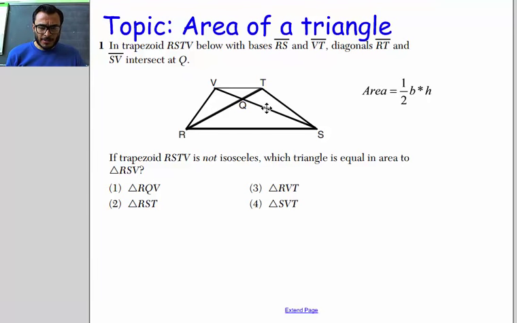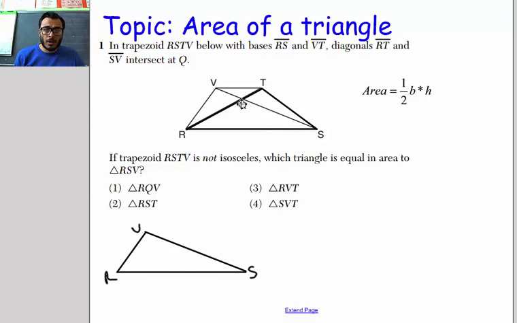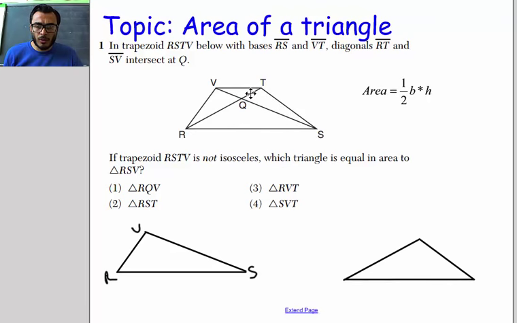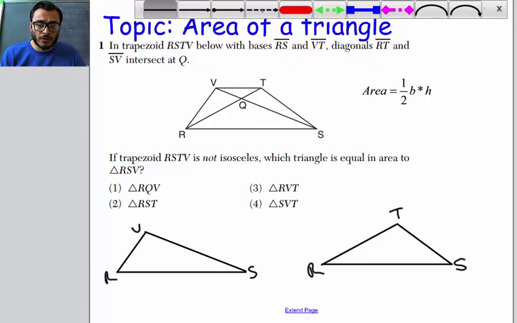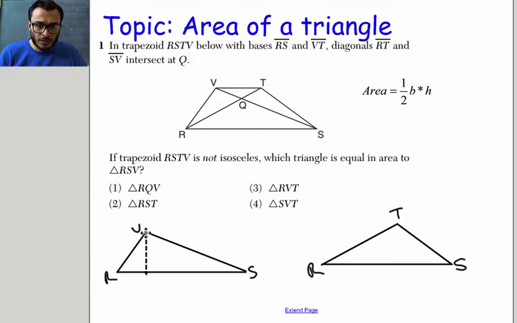So to help you visualize this, I'm going to take triangle RSV and split it up. I'm going to put it right over here. That's triangle RSV, and this is triangle RST. Now you should know that the height of both of these triangles is the same, right? This height that I just drew right over here is the same as this height. This line is equal to this line. So both of these triangles have the same height.